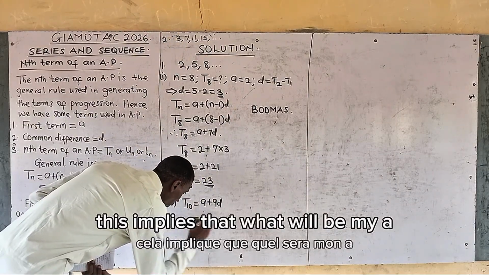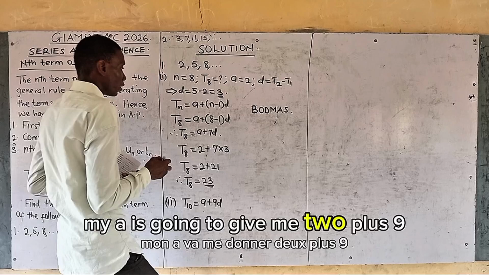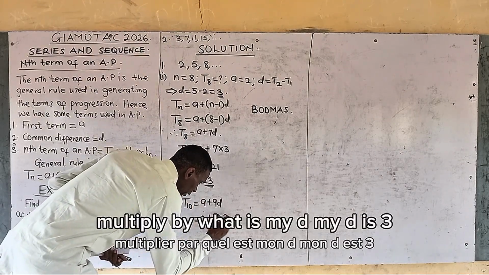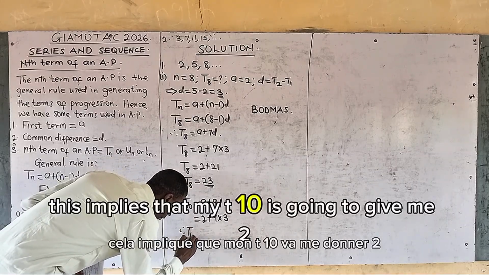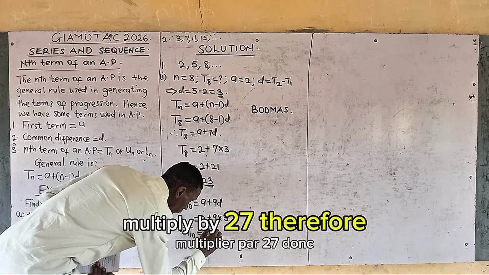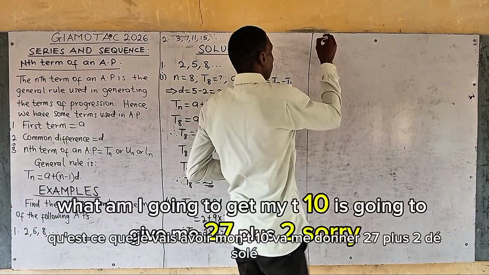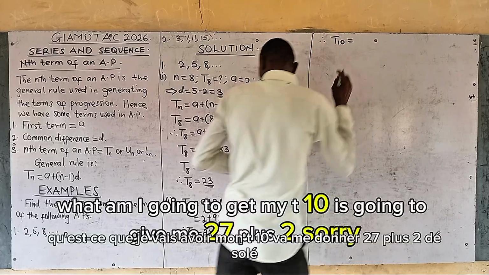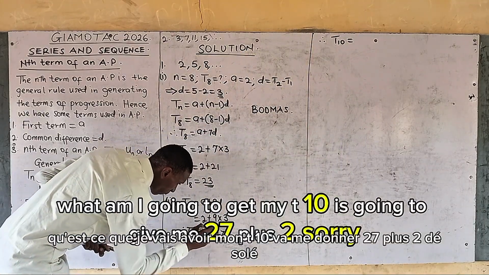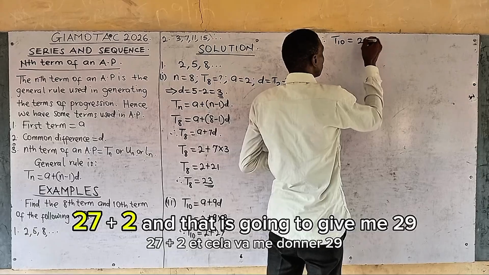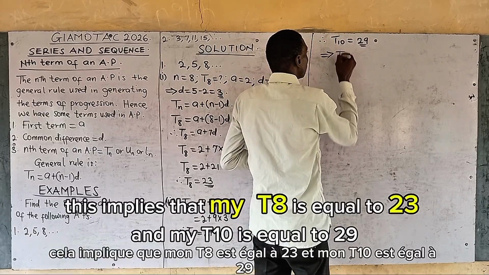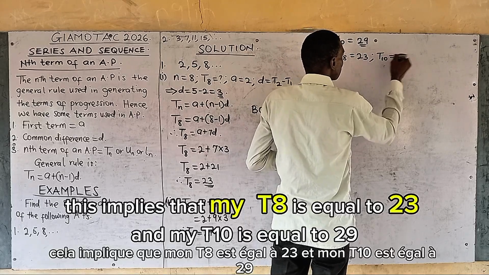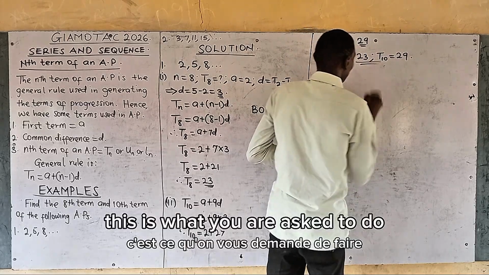This implies that what will be my A? My A is going to give me 2 plus 9 multiplied by what is my D? My D is 3. This implies that my T10 is going to give me 2 plus 9 multiplied by 3, which is 27. Therefore, what am I going to get? My T10 is going to give me 27 plus 2, and that is going to give me 29. This implies that my T8 is equal to 23 and my T10 is equal to 29. This is what you are asked to do.